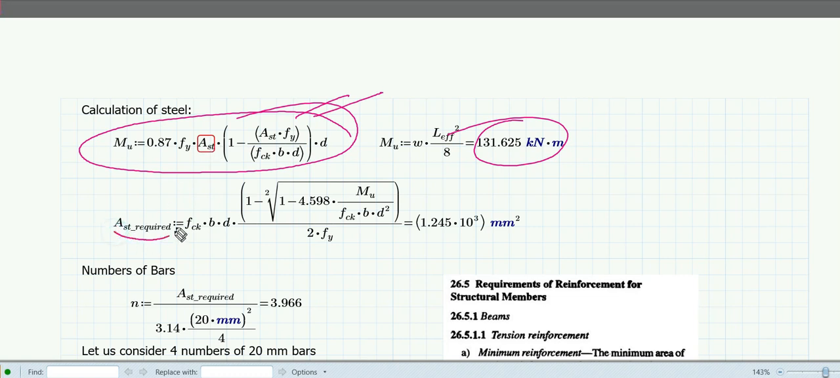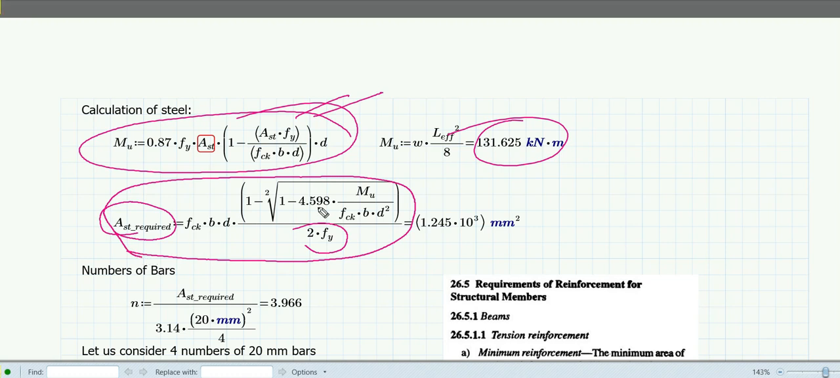So if you simplify the AST required equation, this equation can be rewritten as FCK BD whole into 1 minus root over 1 minus 4.598 mu by FCK BD square by 2 Fy. So I would suggest that you remember this equation. This equation is not in IS code. This is just a derivation from this particular equation. You can derive it by yourself.